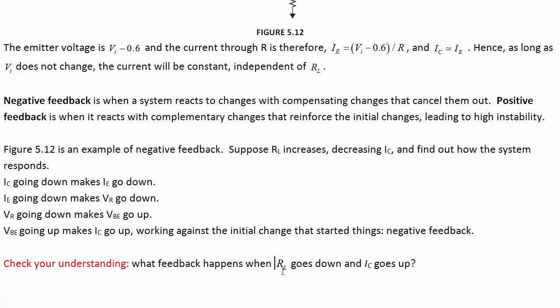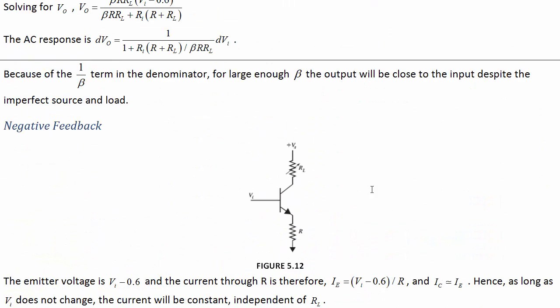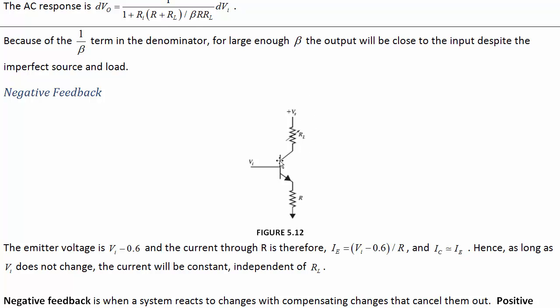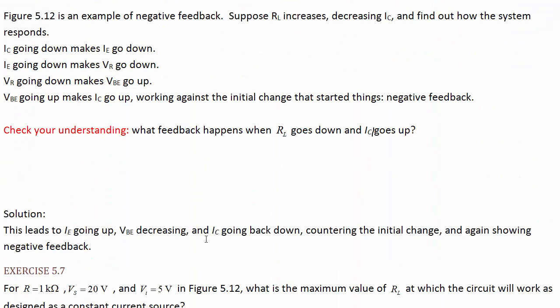So check your understanding. What feedback happens if R_L goes down and I_C goes up? Well, let's look at that. If R_L goes down, I_C goes up, we have a bigger current down here, which increases the emitter voltage, decreasing V_BE, and that decreases I_C. So I_C going up leads to a sequence of events that leads to I_C going down. So it's negative feedback again, still negative feedback.